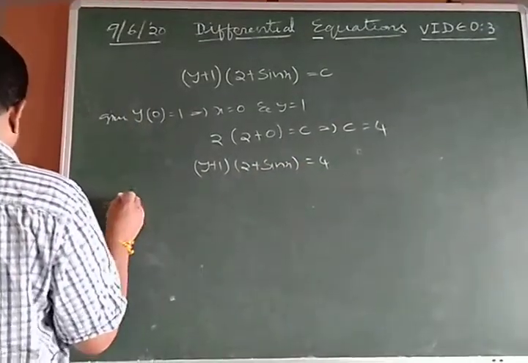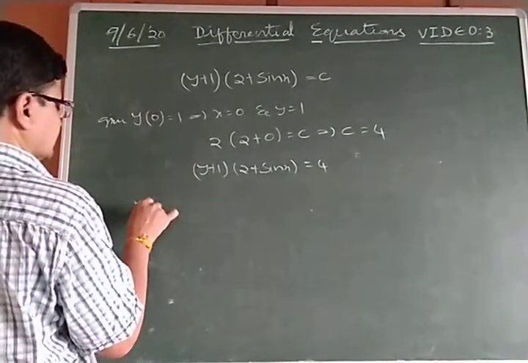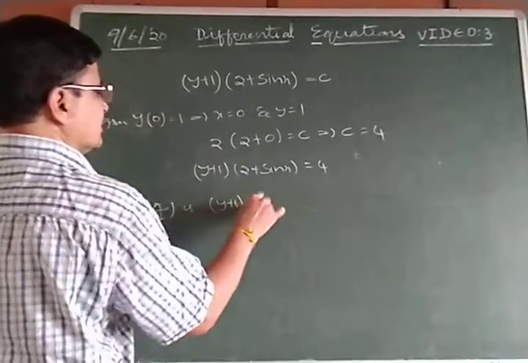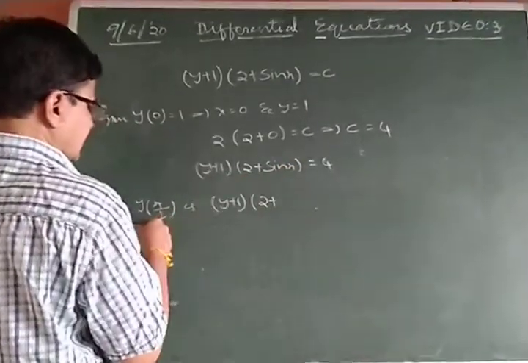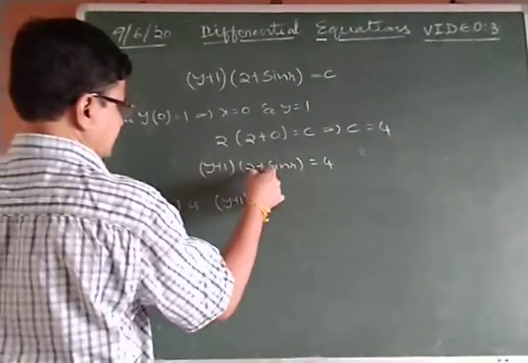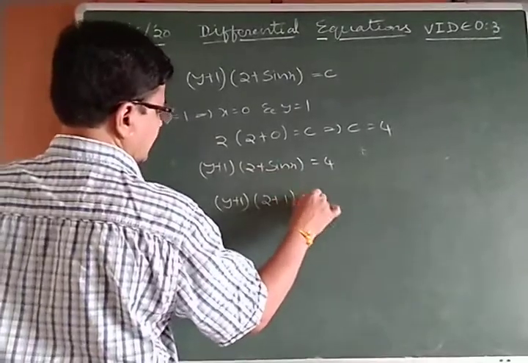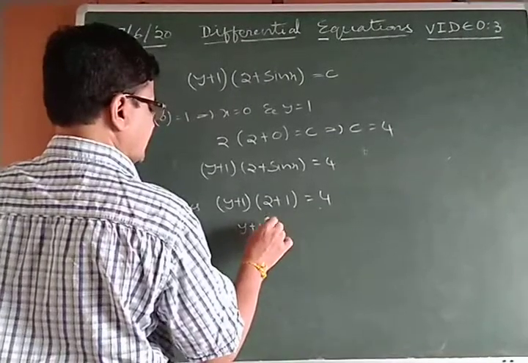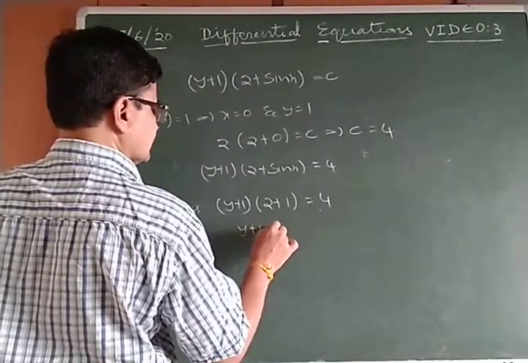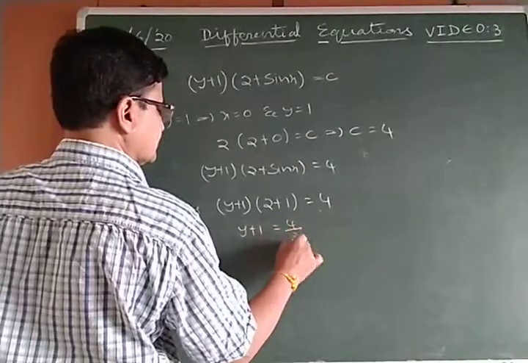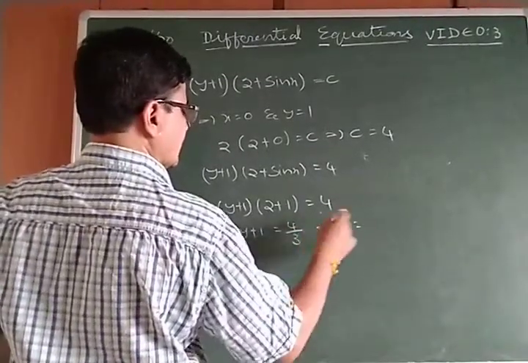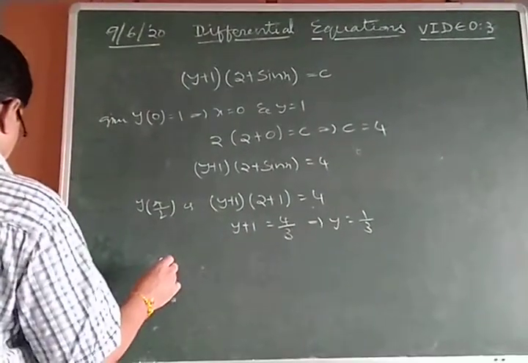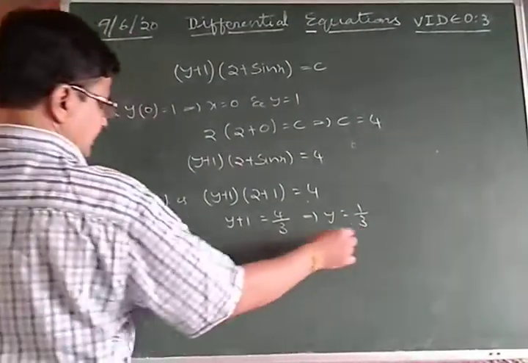When y of pi by 2 is (y plus 1) into (2 plus sin x). Here the value of x is pi by 2. Sin 90 is equal to 1. That is equal to 4. (y plus 1) into 3 is equal to 4, so that implies y is equal to 1 by 3. Therefore, the value of y is 1 by 3.